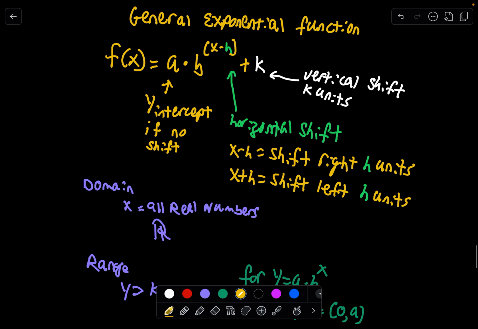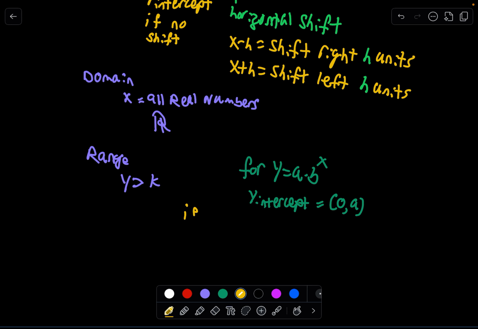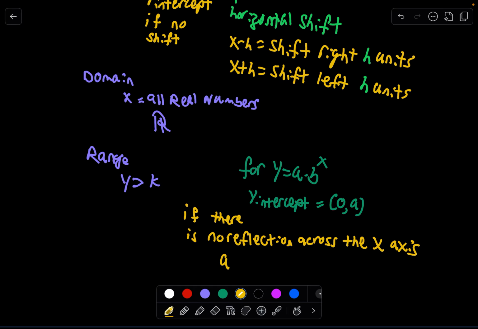Okay? The domain for any of these is all real numbers, and the range is going to be y is greater than k if there is no reflection across the x-axis. Okay? That is if a is positive and not negative. If a is negative, it's reflected. And then the range would be the reverse of this. y is less than k.